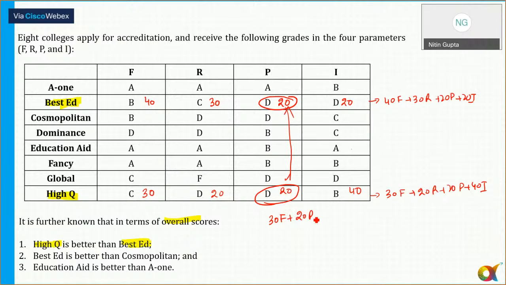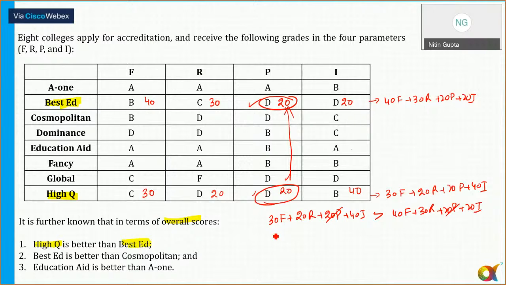30F plus 20R plus 40I has to be greater than or equal to 40F plus 30R. You can see here, this P and P will get cancelled. Why are they getting cancelled? Because in P, both of them are getting D and D, a score of 20 and 20. So in any case, that will cancel. Whatever difference comes is not going to happen because of the factor P, because P is the same for both of them here.